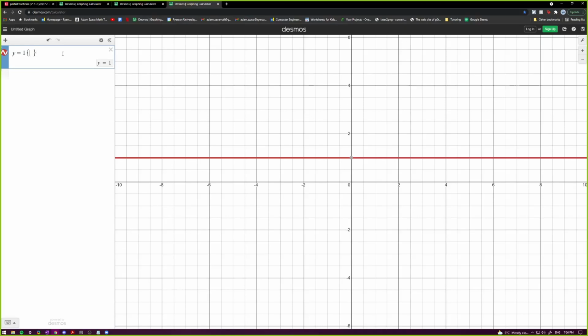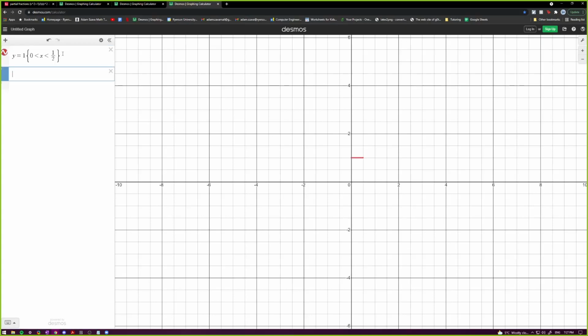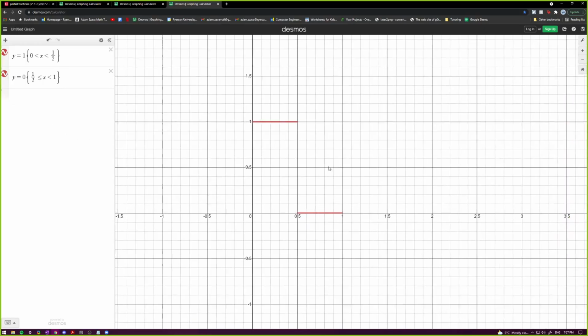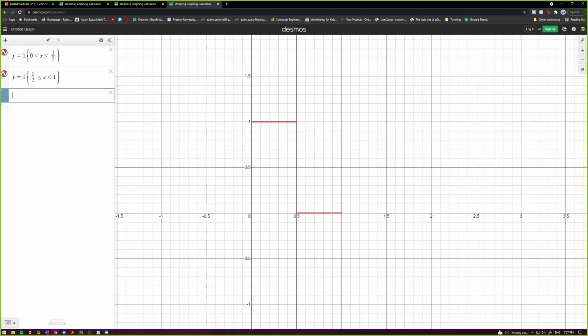So from where to where? Well, x is from 0 to 1 half, so you write it like that. You just immediately put the set brackets after the function. And then y equals 0 goes from 1 half to x equals 1, like that. So there is our other piece. That's our function altogether there. I'll make them both red. Now that I have them both red, I can actually graph our function.